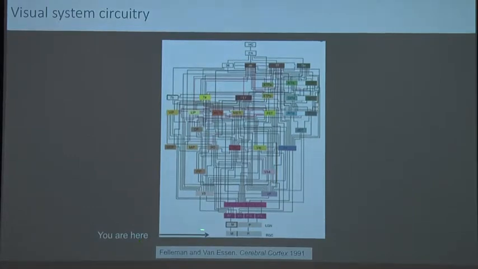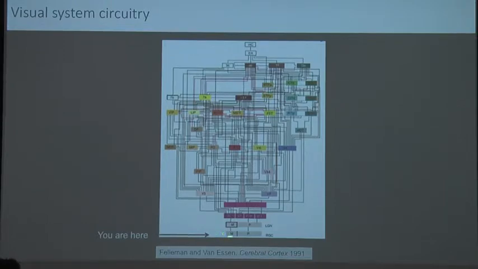So here at the bottom of this diagram is the retina. These are the retinal ganglion cells. And each one of these boxes corresponds to a particular part of the brain, a particular area of the brain that's responsible for processing visual information. In our brains, as well as in other primates, a large fraction of the brain is involved in processing visual information. There are tens of different areas that are involved in processing visual information.